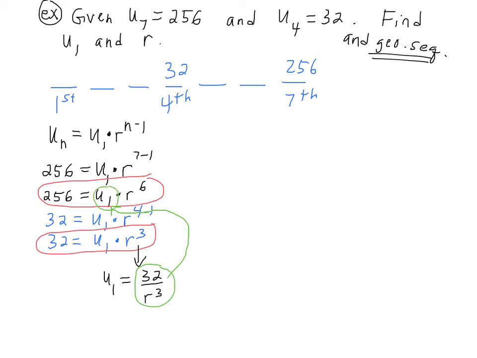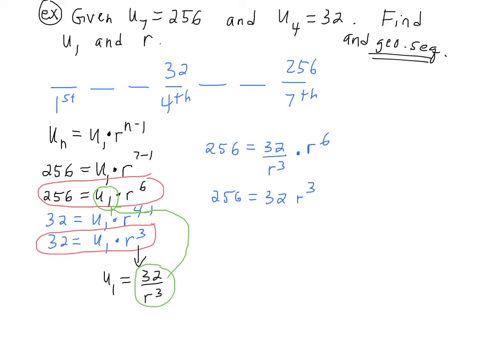So if we do that, we're going to have 256 equals, u sub 1 is the same as 32 over r cubed, times r to the 6th. Notice that by doing this, we have just a single equation with a single variable. So we can now solve for r. So this would become r cubed, when you simplify your r's.